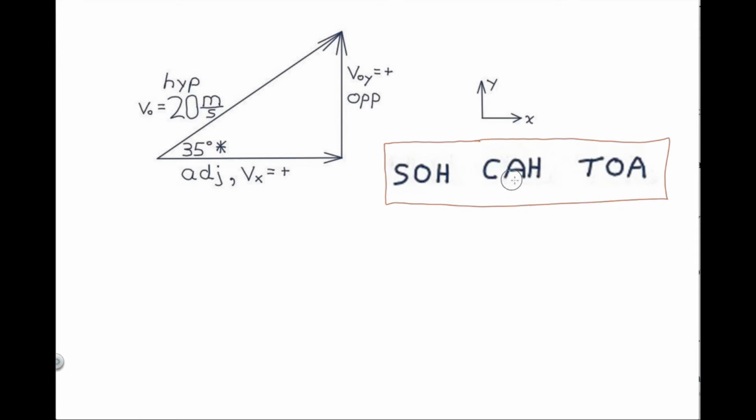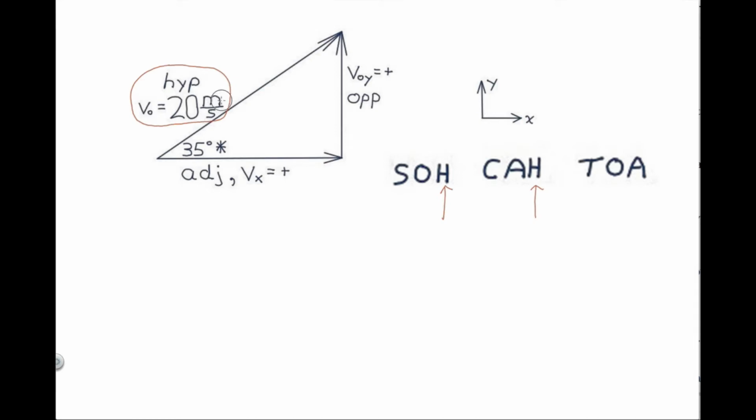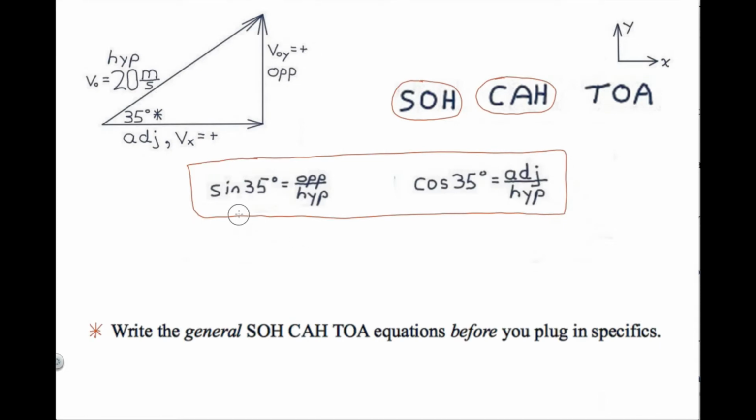Which of the SOHCAHTOA equations should we write? In this case, we know the length of the hypotenuse, so we want to use the two equations that include the hypotenuse. So, we will write the equations for sine and for cosine. The tangent equation doesn't include the hypotenuse, so the tangent equation would be less useful in this case.